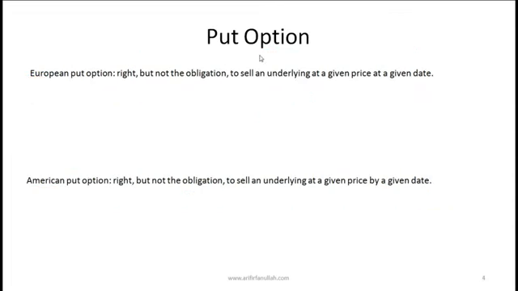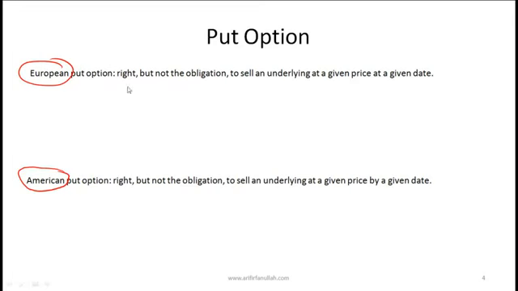Now let's talk about a put option, and again we have a European put option and an American put option. And as an aside, the European and the American have absolutely nothing to do with the continents. It is purely a convention that a European option can only be exercised on one date, which is the exercise date, whereas an American option, as we just discussed, can be exercised any time till the exercise date.